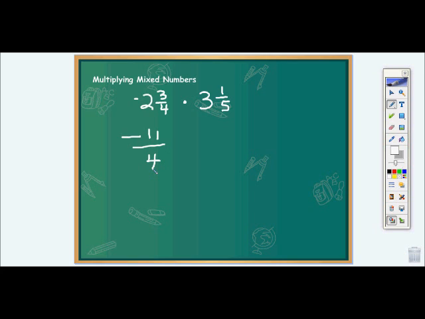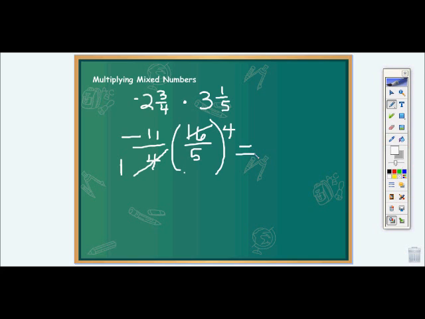3 times 5 is 15 plus 1 will give me 16, and I keep that denominator as fifths. Negative 11 and 5 do not share a common factor, so I cannot do any reducing. However, I get lucky here. 4 and 16 I can. 4 goes into 4 one time, 4 goes into 16 4 times. So now I can go ahead and multiply across.